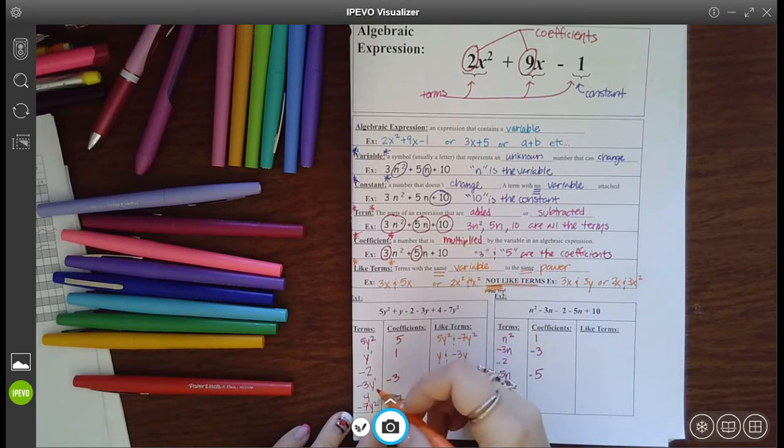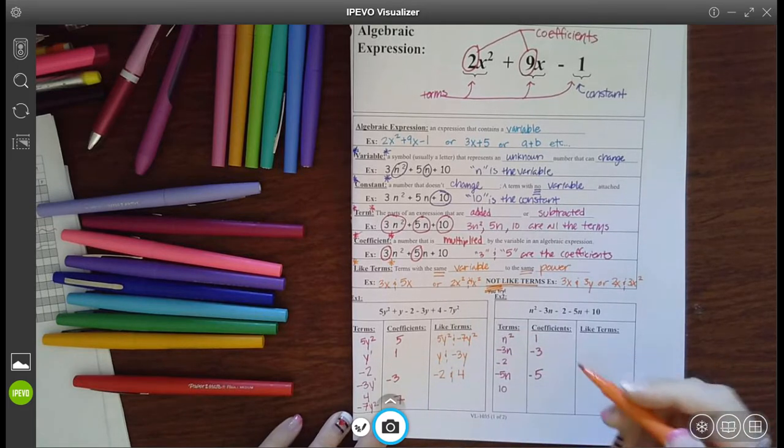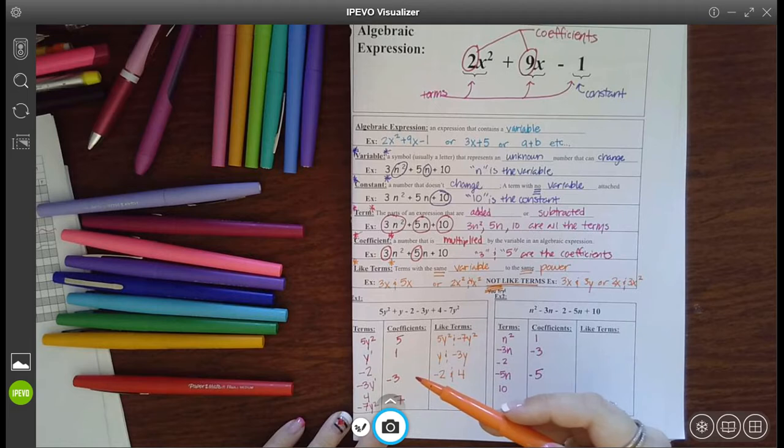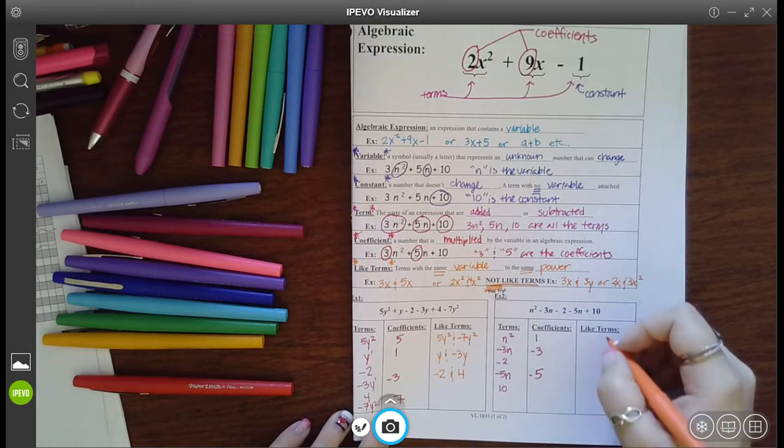Okay, and then you have constants. Constants are also like terms. You would combine those as well. Okay, those are all of the like terms for that algebraic expression. See if you can find the like terms for this one over here.